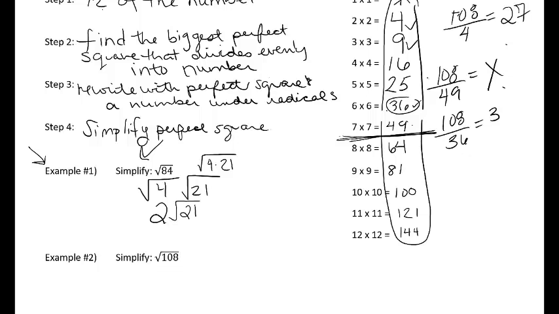So following the rules that we had before, rewrite with the perfect square. So you might want to rewrite it where it's 36 and 3.